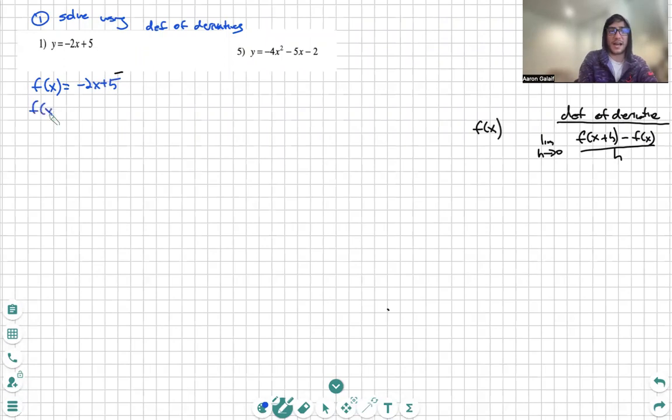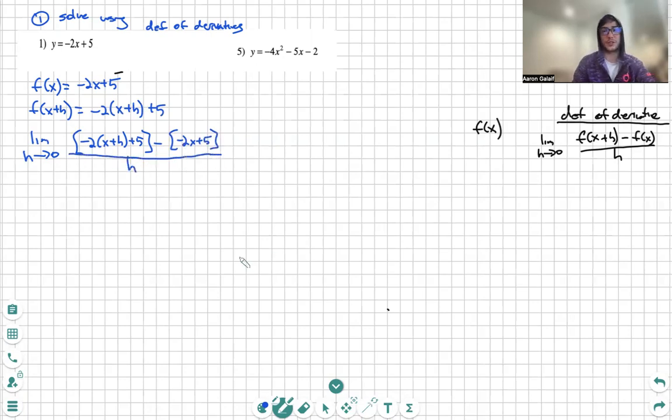Next, I need to find f of x plus h. This gets a little more difficult because, well, f of x plus h just means x is replaced by x plus h. That's it. So all I need to do is replace my x with parentheses and add an x plus h. Then we're going to jump straight into it. The limit as h approaches 0 of f of x, which is this guy, f of x plus h, which is that guy, minus f of x, I used parentheses before we distribute and clean up, all over h.